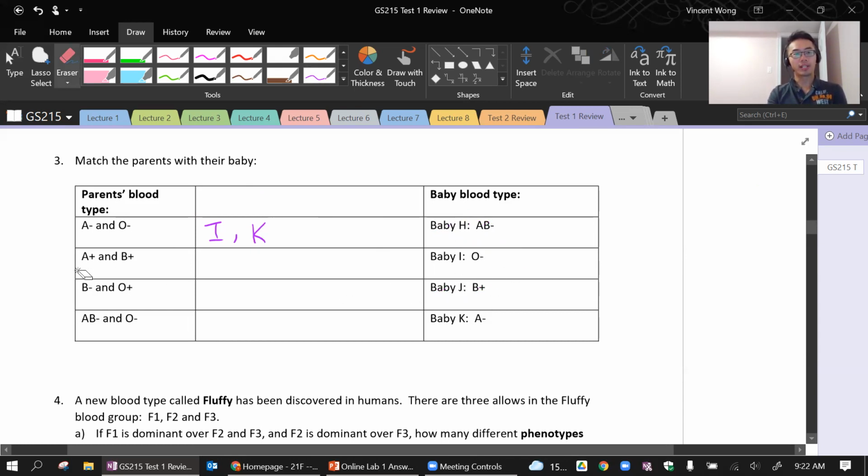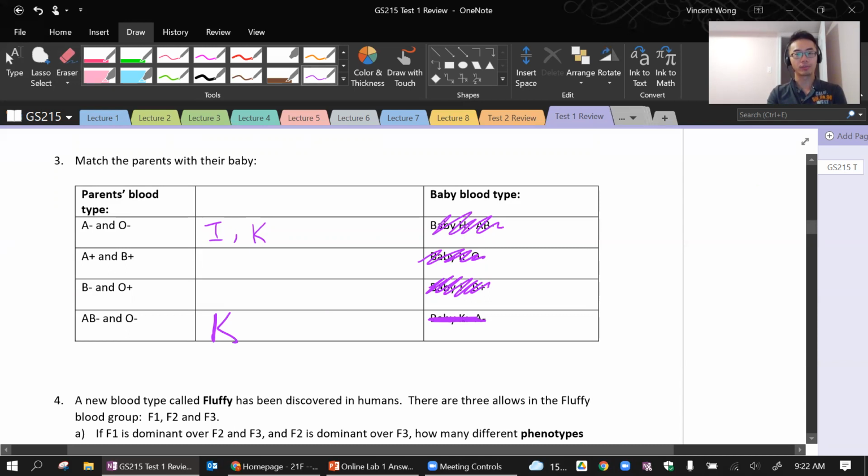I will not work with this one. I will want to work with everyone who has O or AB first to make it easier. Okay, this one looks like it's easy to work with. AB, so no O. O parent, that means no AB. Double negative means no positive. So K is their baby.